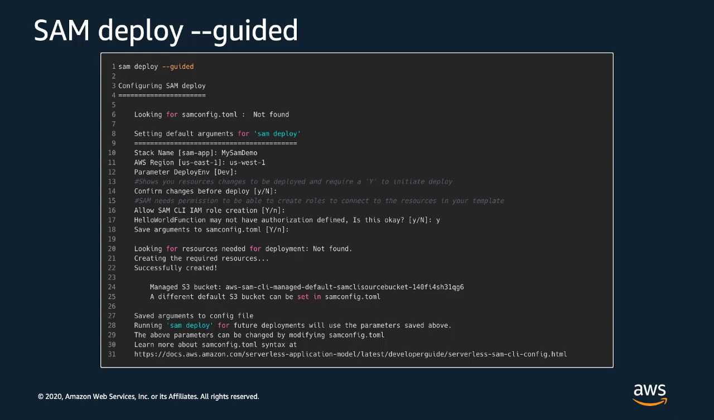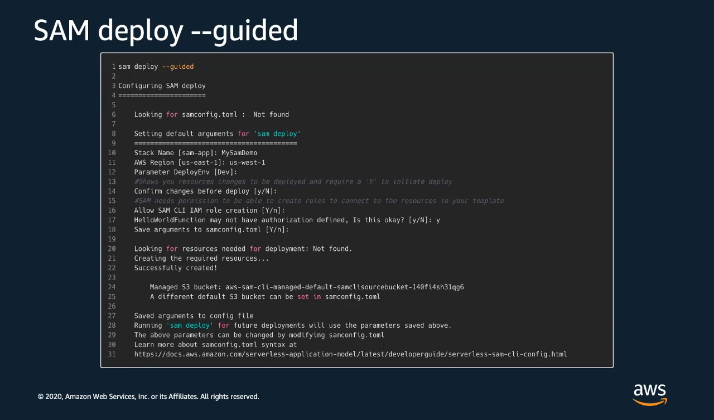But simple things like, hey, what's the name of my stack? What region am I building in? What's the parameter deploy environment dev? So I can override that so you can set defaults. So it'll save those into a config toml file.